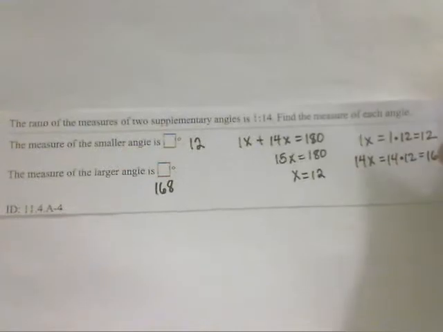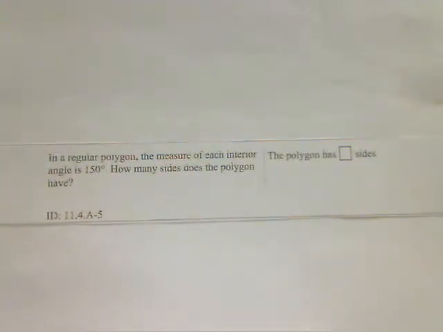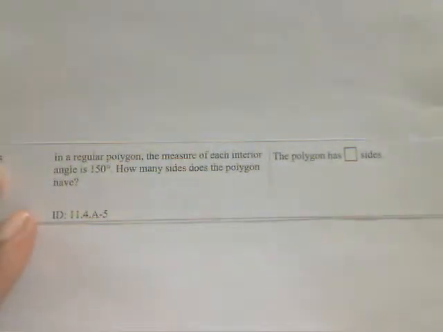Problem number 3. In a regular polygon, the measure of each interior angle is 150 degrees. How many sides does the polygon have? Okay, now let's see how this is going to work out. Because in this case here, the interior angle of a polygon has a measure of 150 degrees.